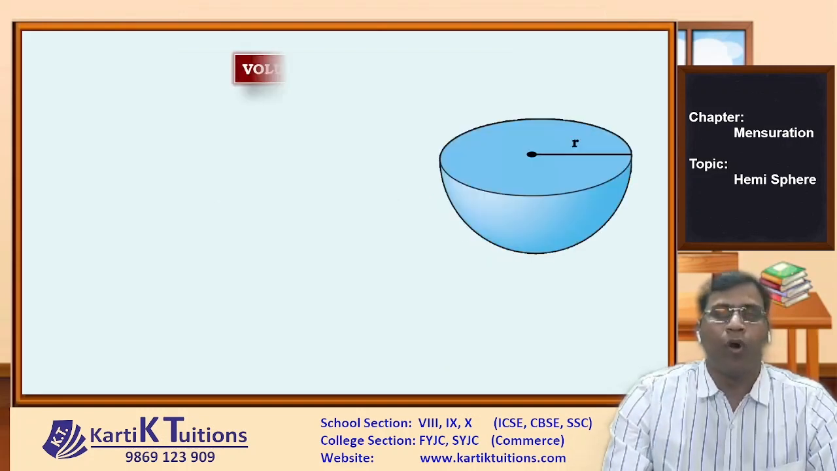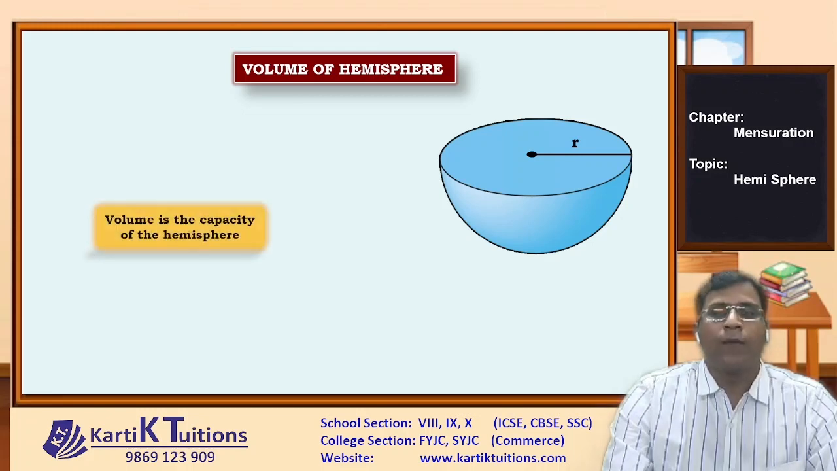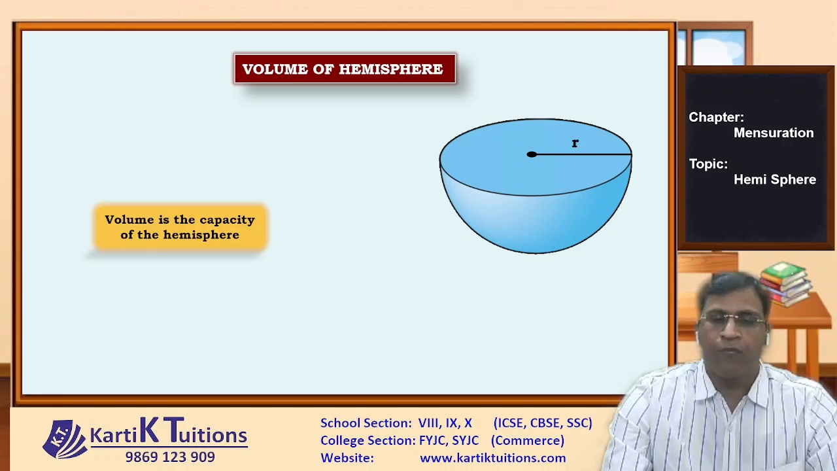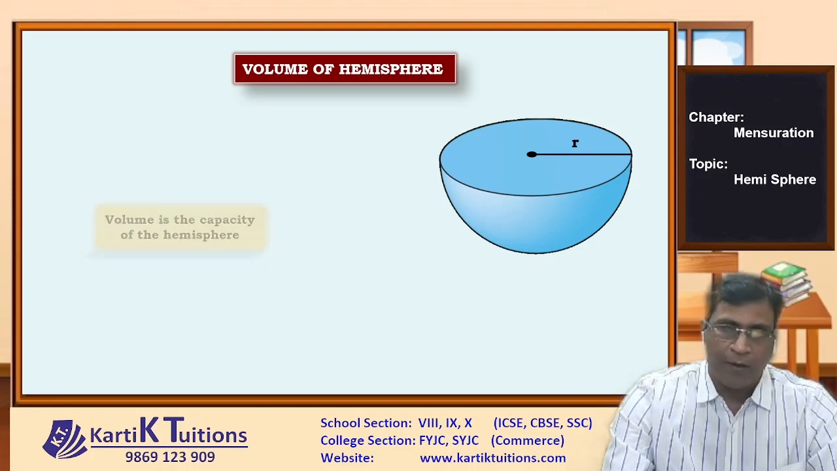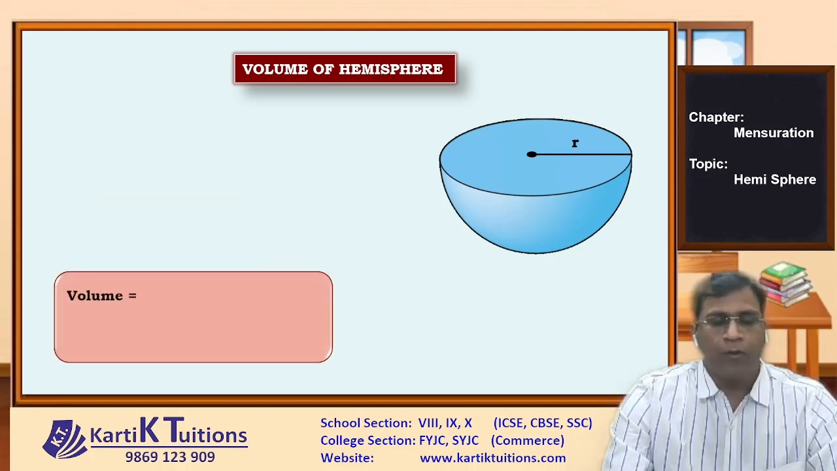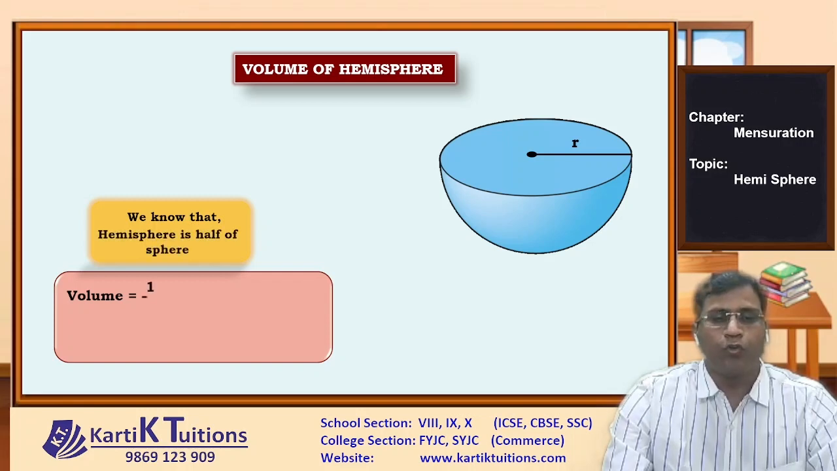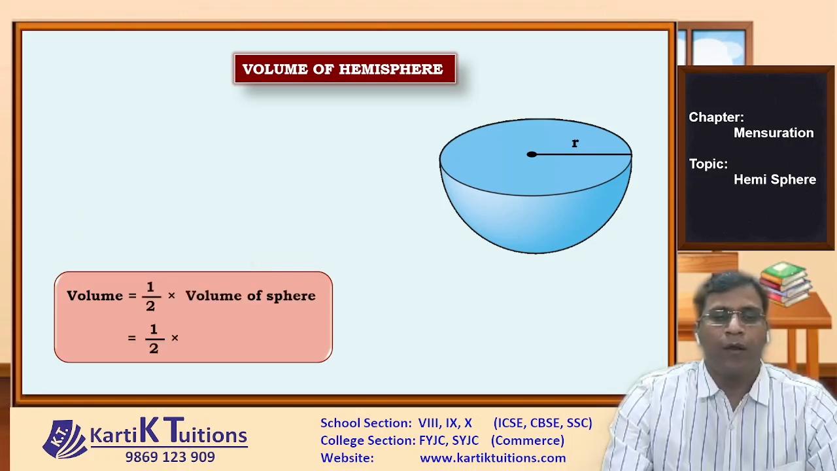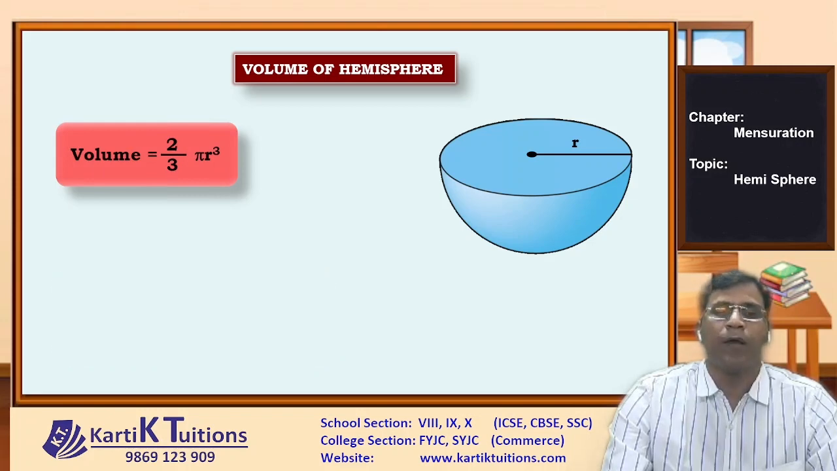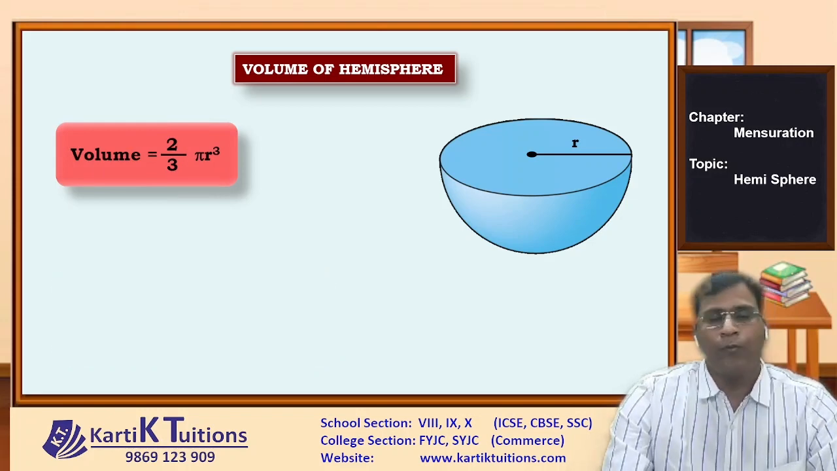Now next, the volume. As we all know, hemisphere is half of the sphere. So volume of the hemisphere will also be half of the volume of the sphere. Now here, when I say volume, it is the volume of a sphere upon 2. What is the volume of a sphere? It is 4 upon 3 pi r cube. So half into 4 upon 3 pi r cube. Now 2 ones are 2, 2 twos are 4. So it becomes 2 upon 3 pi r cube. I hope you have understood this.